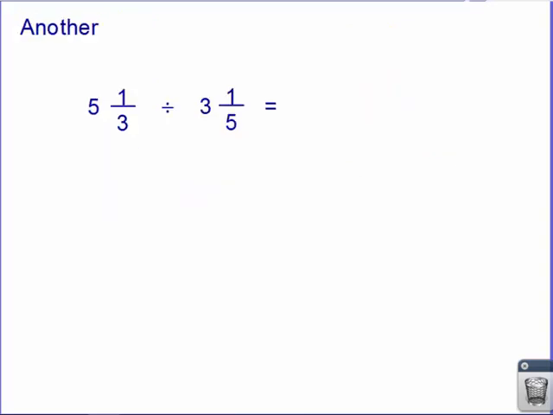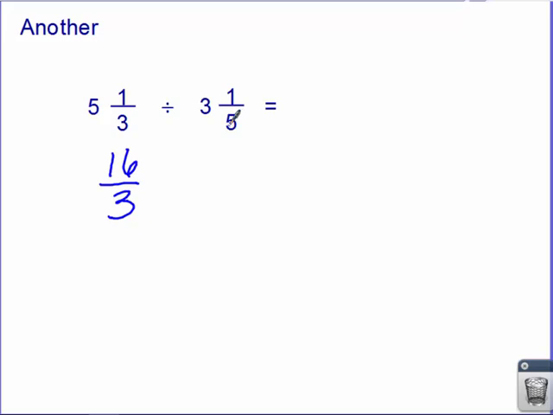Okay, so now this problem has mixed numbers. So the first thing I've got to do with both of these is change them into fractions. So this first one, I'm going to do 3 times 5 is 15, plus 1 is 16 over 3. And that first fraction I leave alone. Now this one, 3 1/5, I'm going to change it to a fraction and flip it.